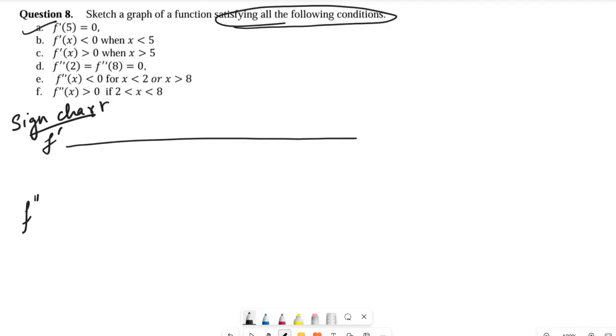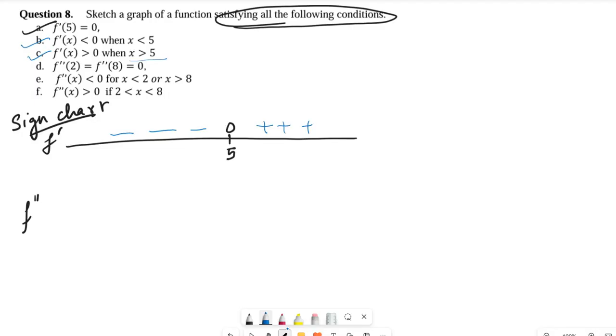Let's do one at a time. f prime of 5 is 0. There is somewhere 5 and f prime is 0 at that. f prime is negative before 5. So if x is less than 5, f prime is negative. So before 5, it's negative. f prime is positive after 5. So if x is more than 5, f prime is positive. So we drew that also.